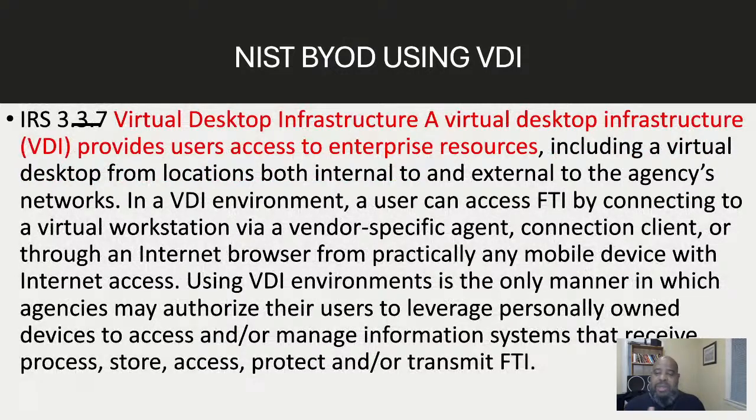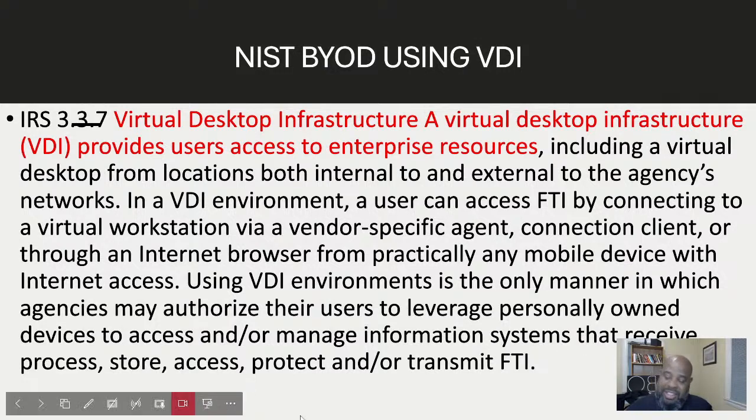So this is what I was talking about, right? Using a virtual desktop interface. VDI provides users access to enterprise resources, including a virtual desktop, from locations both internal to and external to the agency. In a VDI environment, a user can access FTI or PII by connecting to a virtual workstation in a vendor-specific agent connection client or through an internal browser for practically any mobile device with internet access. Using a VDI environment is the only manner in which an agency may authorize users to leverage personally owned devices to access or manage information systems that receive, process, access, protect, or transmit FTI or PII.